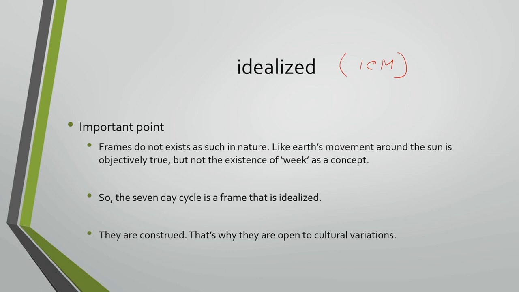So, for example, the idea of the weeks or the days in a week doesn't exist in the world. What exists in an objective way is the movement of the earth vis-a-vis the sun and so on. But the idea of a week is a concept that has been created by humans. So, the 7-day cycle is a frame that is idealized. It doesn't really exist. It's not objective. Remember, we talked about whether reality comes in a structured form or reality is created. This 7-day week reality is created, it is construed. That is what we mean by idealized cognitive model.